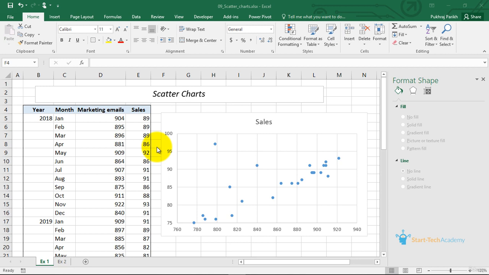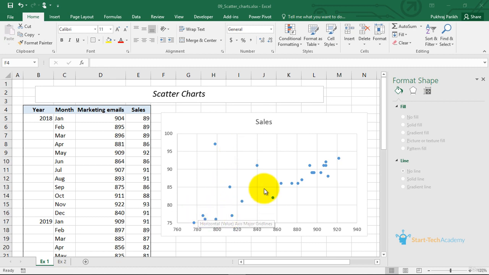To find that relationship, I can plot a scatter plot of these two variables. So on the x-axis, I can take marketing emails, and on the y-axis, I can take the sales value, and each point will be x comma y, so 904 comma 89. When you plot each individual point like this, the whole plot is called a scatter plot.